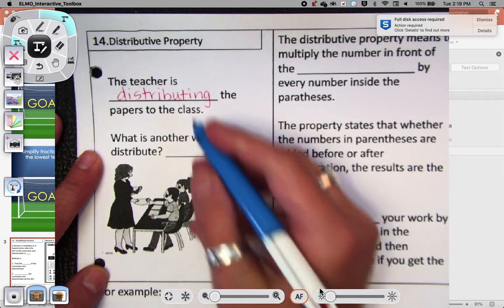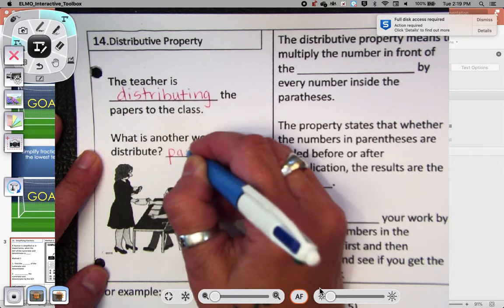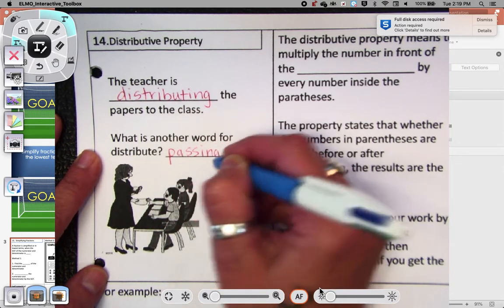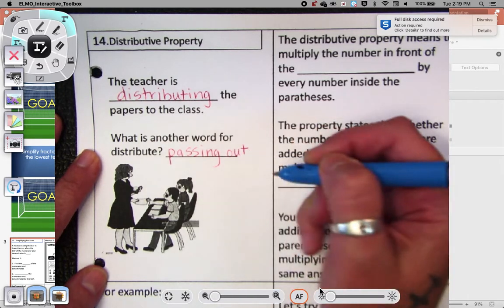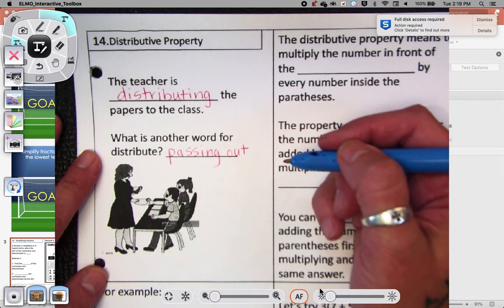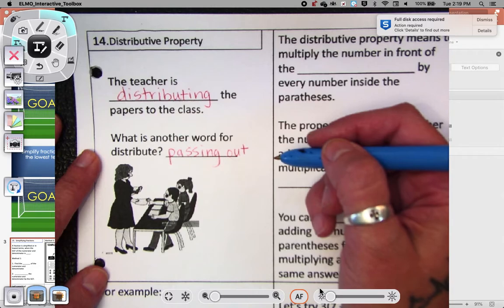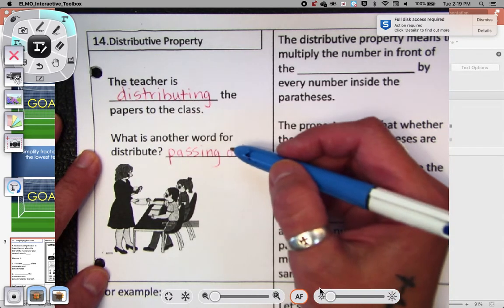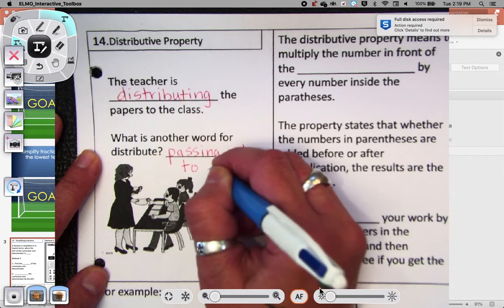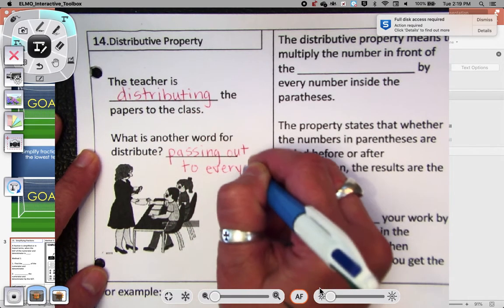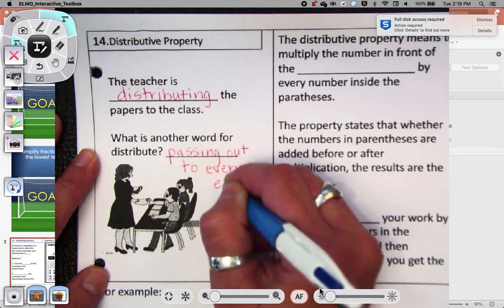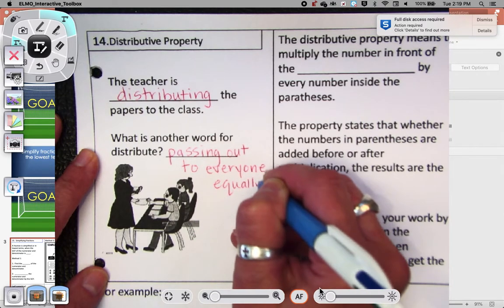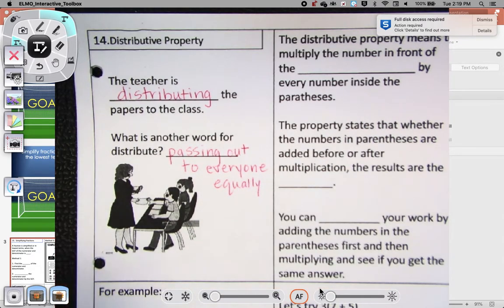You might have thought pass out, passing out, handing out, giving out. But more specifically, distributing means to pass out to everyone equally. That means giving everyone the same amount.